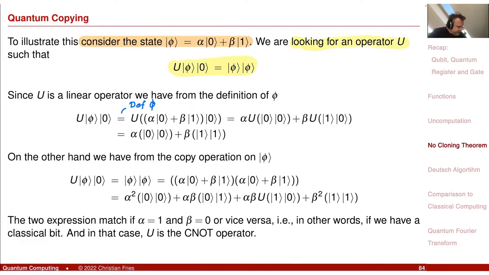Let's call this here star. So you see that you get α|0,0⟩ + β|1,1⟩ from the property that I have a linear operator. Reversing the two steps: first I do a copy and then plug in the definition of the state φ. So you see there is U applied to φ,0. I create a copy of that. This is now my definition star. Then I know this is |φ⟩|φ⟩. And now I plug in the definition of φ.